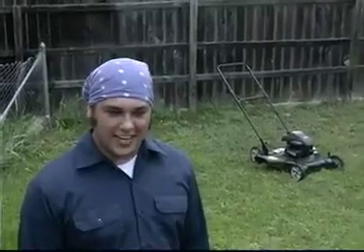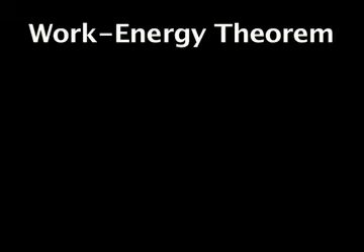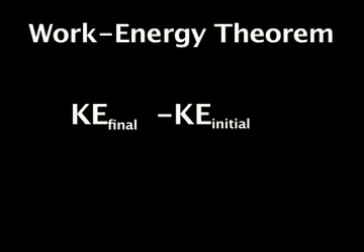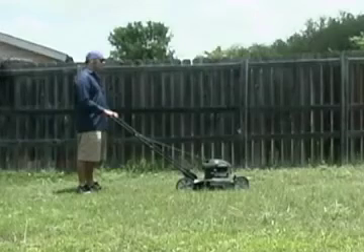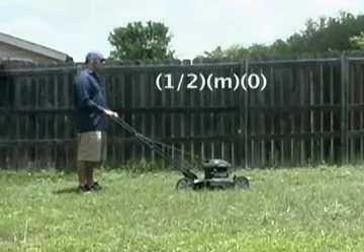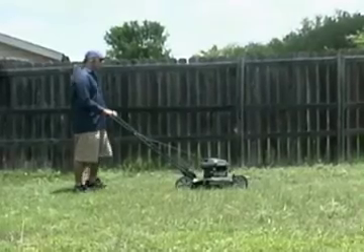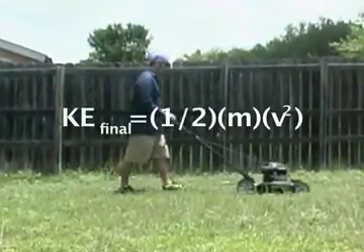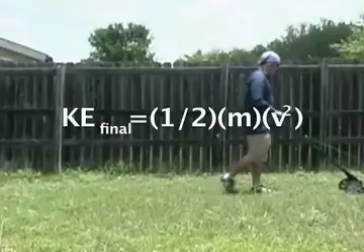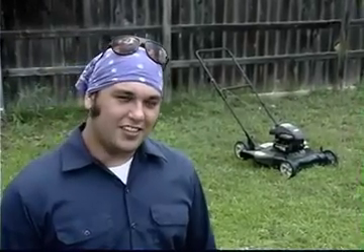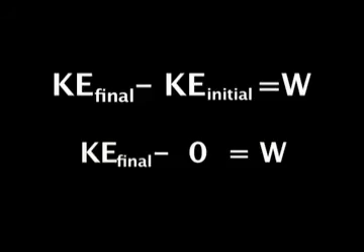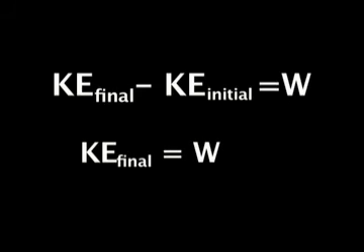So how does kinetic energy relate to work? By using the work energy theorem. The work energy theorem states that the final kinetic energy minus the initial kinetic energy is equal to the total work done by the acting force. Since the mower starts at rest, the kinetic energy is zero because there is no movement. The final kinetic energy is measured just before the mower stops. So since the initial kinetic energy is zero, then the work is done by the final kinetic energy.